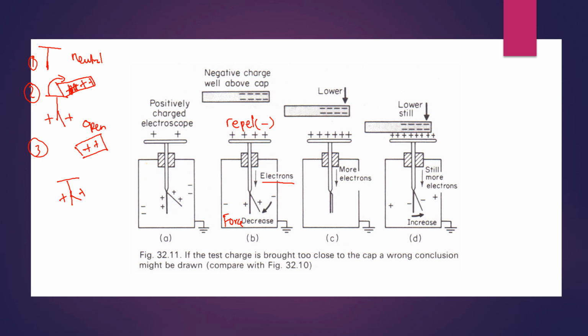How about if I bring it lower? I bring it closer to the electroscope. It means that I will increase the repulsion force. The repulsion increases because I decrease the distance. So more electrons are repelled to the leaf. The electrons that go to the leaf will neutralize the charge in the leaf. So the effect is that it causes the leaf to close.